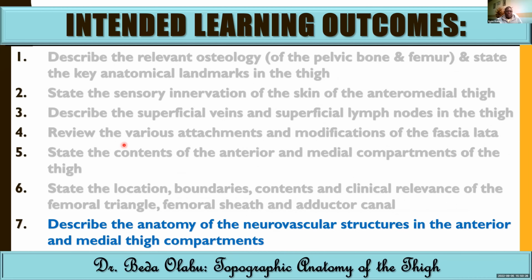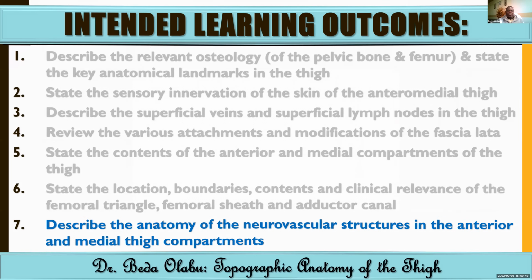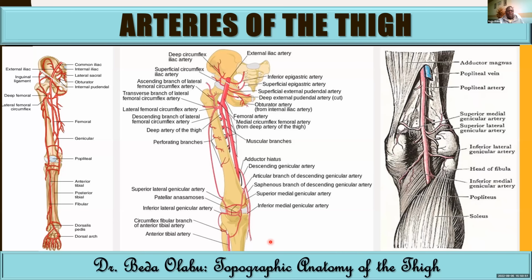Great. So that brings me, therefore, to the descriptive anatomy of the neurovascular structures of the anteromedial thigh. We'll focus on 3 major things: the femoral arterial system, the femoral nerve, and the obturator nerve. Let's start with the femoral arterial system. We might spend some time on this slide, but let's just follow through slowly.